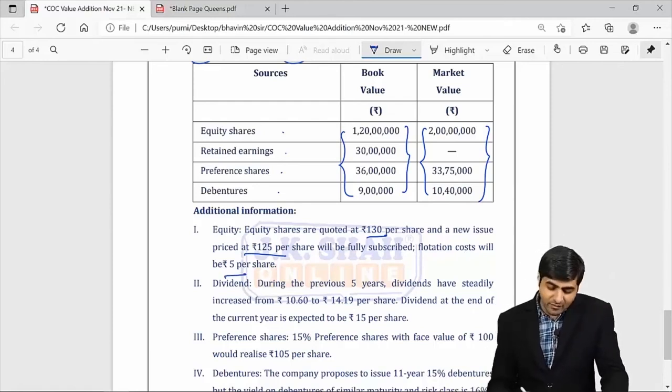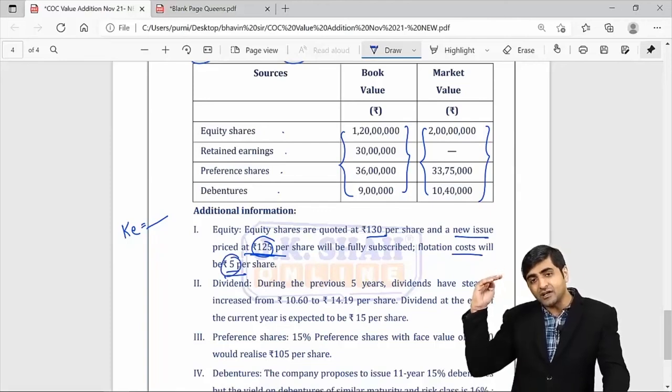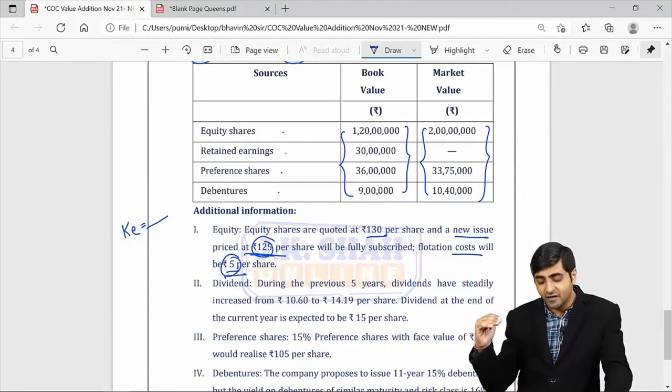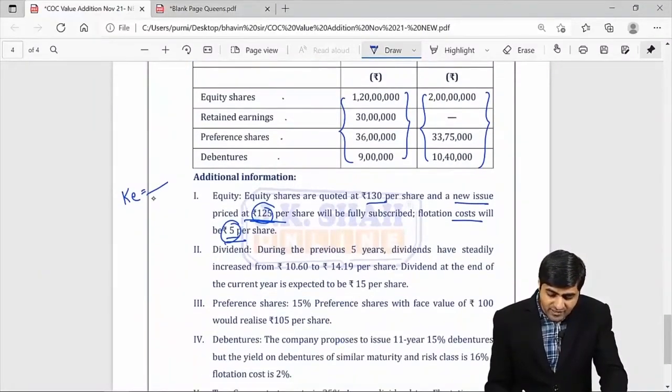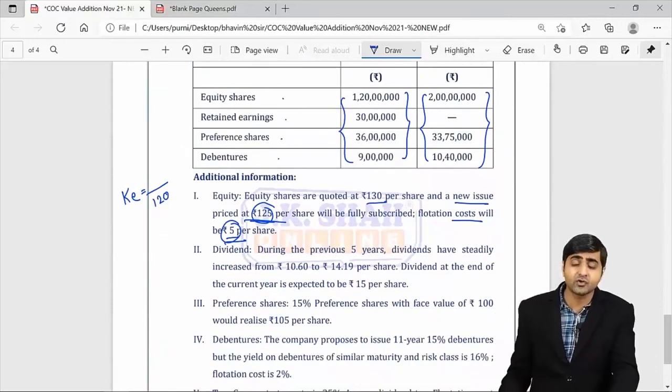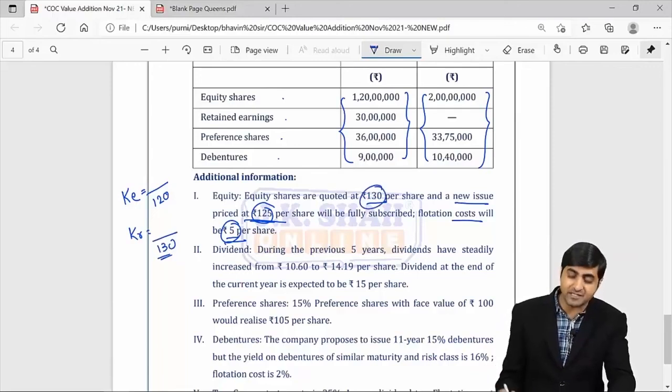Now in this particular case, my dear students, while calculating your KE, you are going to take into consideration the new issue price, which is 125, and the flotation cost is 5. So the market price is 130, we are issuing the shares at 125 and the flotation cost is rupees 5, which means that your net proceeds here should be 120. So while calculating your KE, make sure that you are considering 120, and while calculating your KR, here we should take into consideration 130 rupees, which is the market price per share.